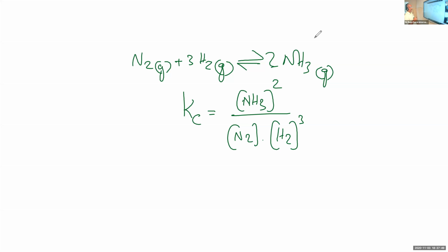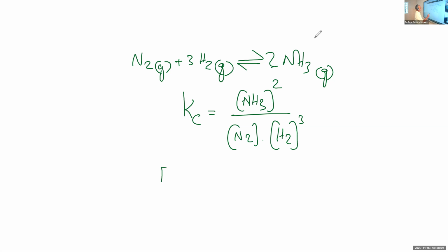And this relation is called the equilibrium law. That is, the ratio between the concentrations of the products and the reactants is a constant. And that is known as the equilibrium law, or the law of equilibrium. So you must know how to write the equilibrium constant for this reaction. That's all. Let me give you another reaction.